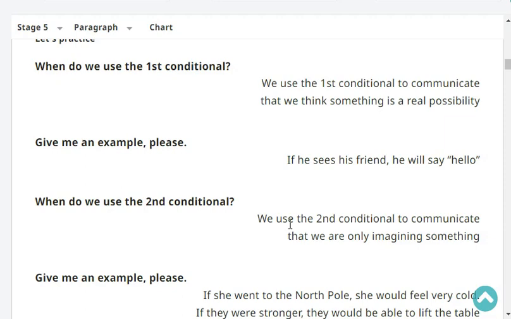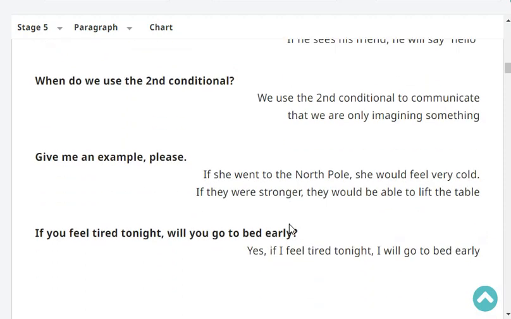When do we use the second conditional? We use the second conditional to communicate that we are only imagining something. Give me some examples, please. If she went to the North Pole, she would feel very cold. If they were stronger, they would be able to lift the table.